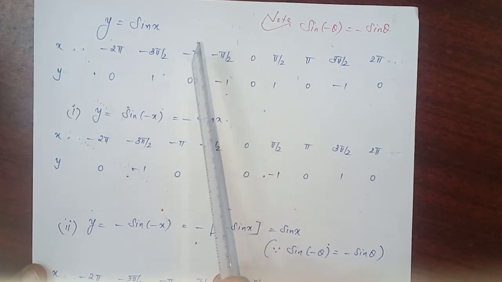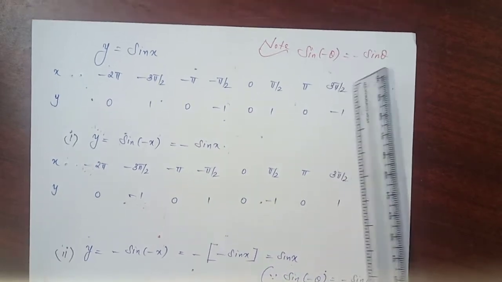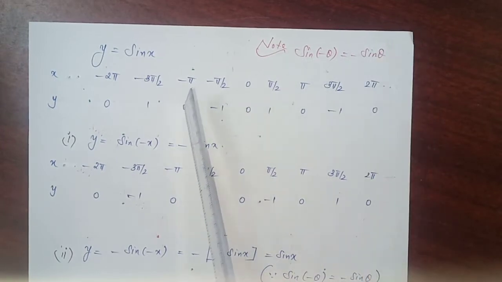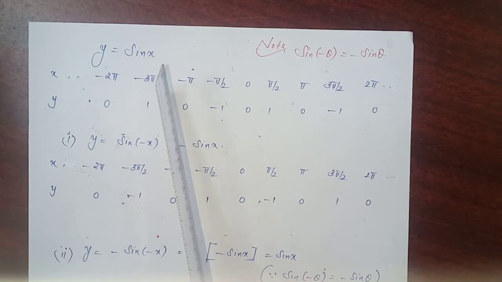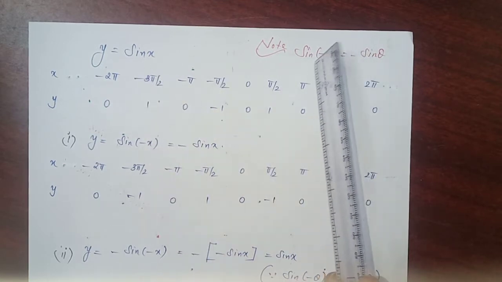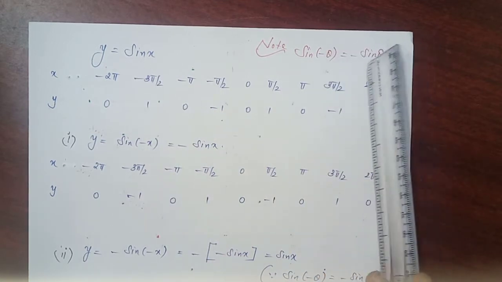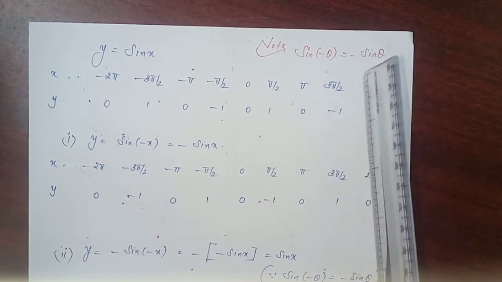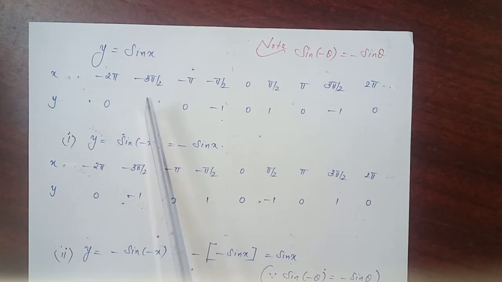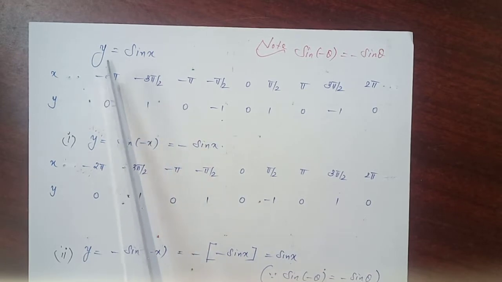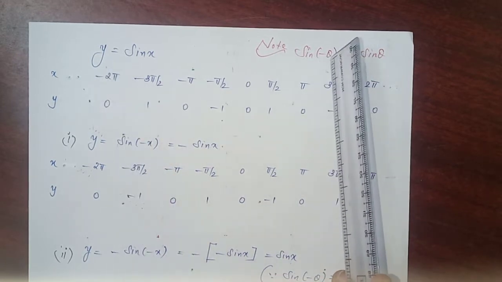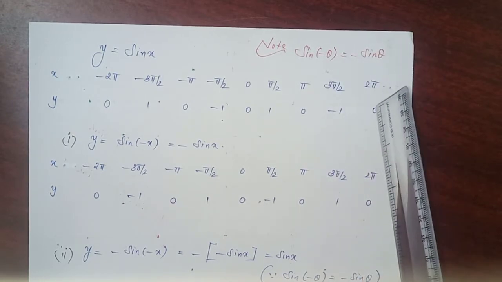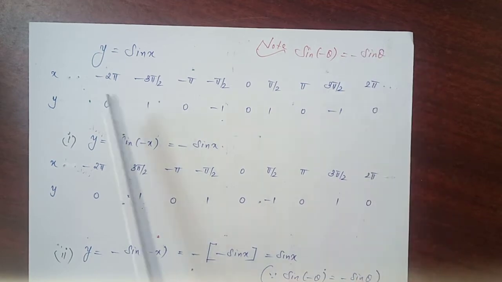Like that, sin(-pi) = -sin pi. Sin pi value is 0, so write 0 as it is. Next, minus 3 pi by 2, sin(-3 pi by 2) = -sin(3 pi by 2). Sin 3 pi by 2 value is minus 1, here minus into minus 1 is plus 1. Then sin(-360), sin(-2 pi) = -sin 2 pi. Sin 2 pi value is 0, so here minus 0, you put 0 only.